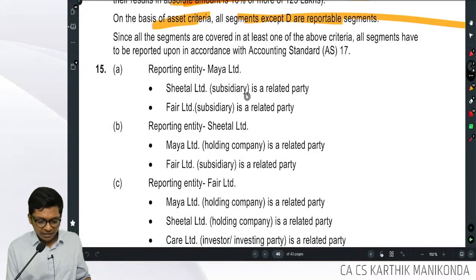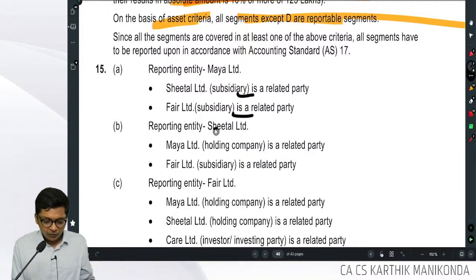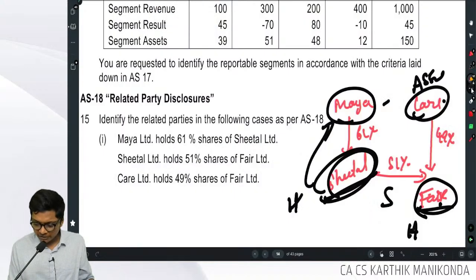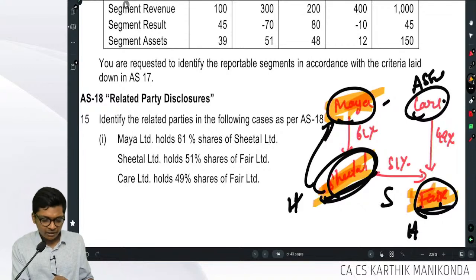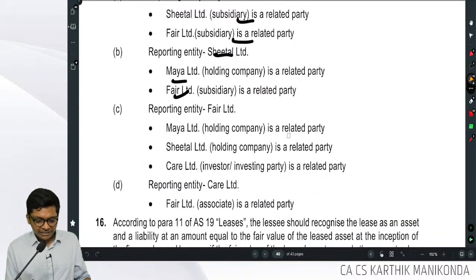For reporting Maya, we have subsidiary and subsidiary, Sheetal and Far. For Sheetal, again Maya and Far. So for Sheetal, if you see, it's Maya and Far. For Maya it's Sheetal and Far. That's what is given over here. For reporting entity, first let's finish Car.